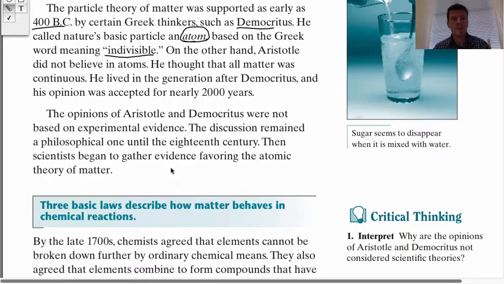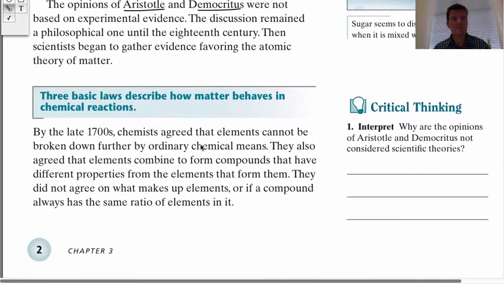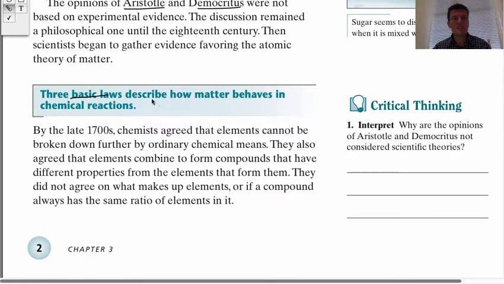Okay? So obviously some very big names here in the scientific community first began to examine this idea of what an atom is. There are three basic laws that describe how matter behaves in chemical reactions, and we're going to investigate those three laws right now. Okay?